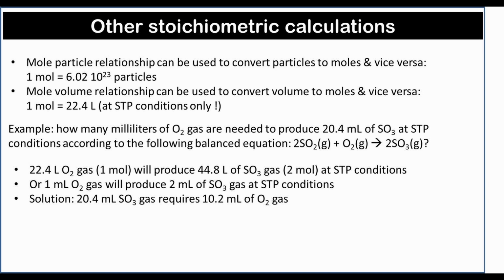Let's illustrate this with an example. How many milliliters of oxygen gas are needed to produce 20.4 milliliters of sulfur trioxide gas, at STP conditions, according to the following balanced equation? We know that 22.4 liters of oxygen gas, which is equal to 1 mole, will produce 44.8 liters of sulfur trioxide gas, which is equal to 2 moles. It's easy to show that 20.4 milliliters of sulfur trioxide gas requires 10.2 milliliters of oxygen gas.